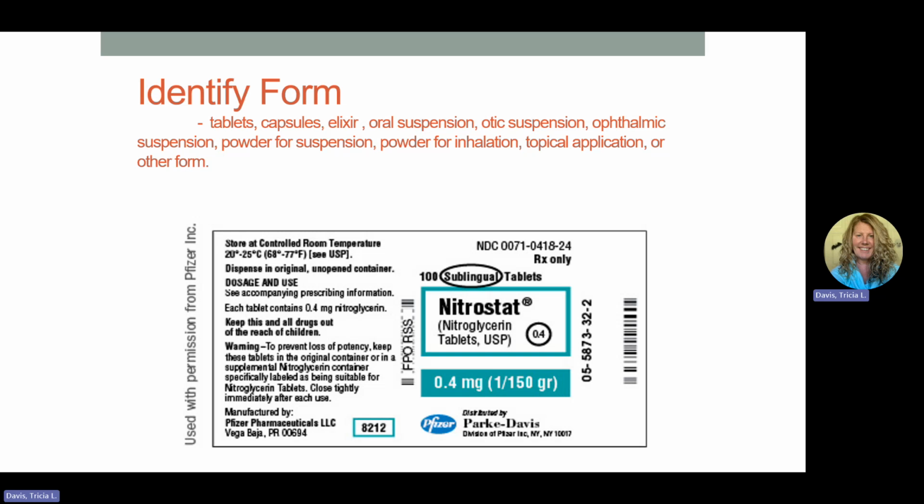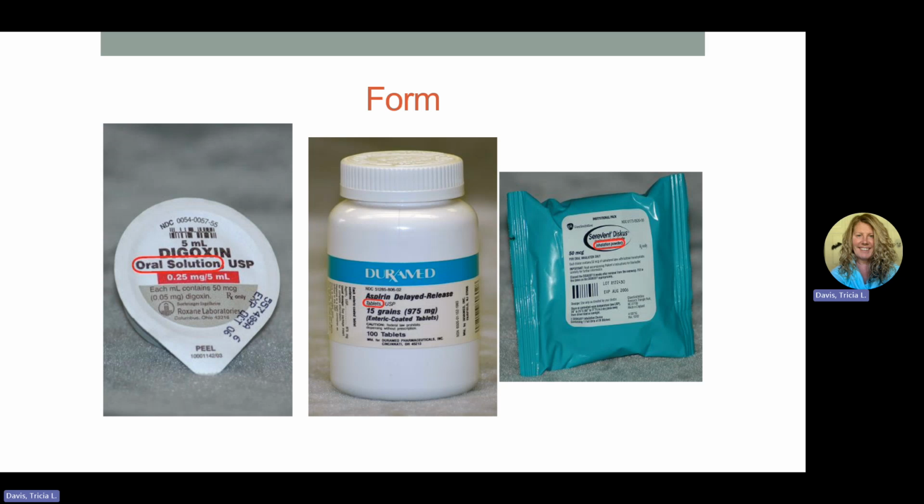So if we look at this label right here for Nitrostat, we can see that we have 100 sublingual tablets. So these medications are going to be taken by mouth, and they are sublingual tablets. So here we have digoxin, again, oral solution, okay? This is going to be taken orally. This next one here is going to be aspirin. Again, hard for me to see, this is pretty small. I think it says tablets there. And then here is our inhalation for some of our asthma or COPD medications.